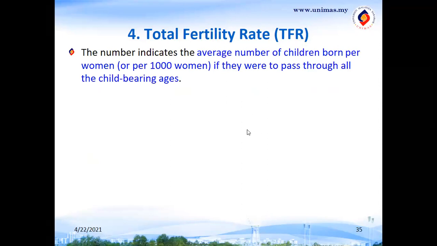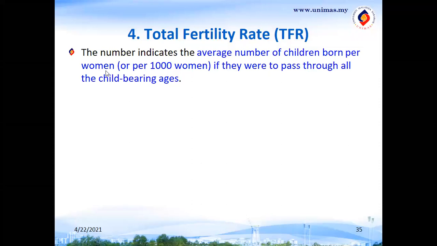So the number indicates the average number of children born per woman, or per 1,000 women in this case, if they were to pass through all the childbearing ages. In other words, assuming that every one of the women passed through all the stages of the childbearing ages, from 15 to 44 years for example. That's the assumption. So how many children does a woman have, born per woman.